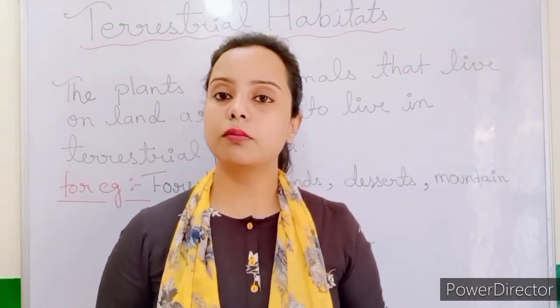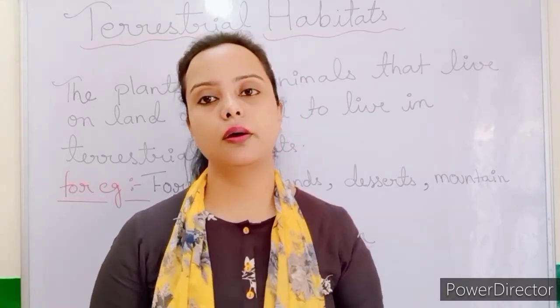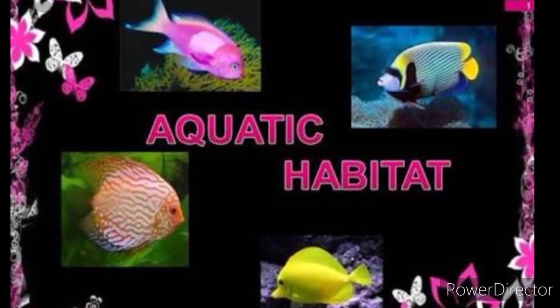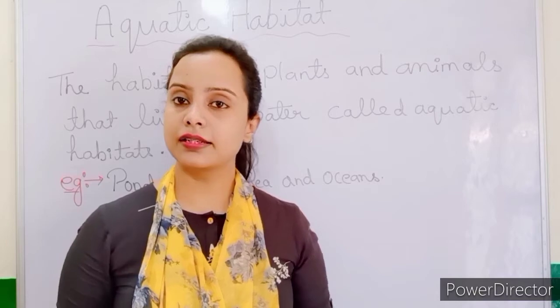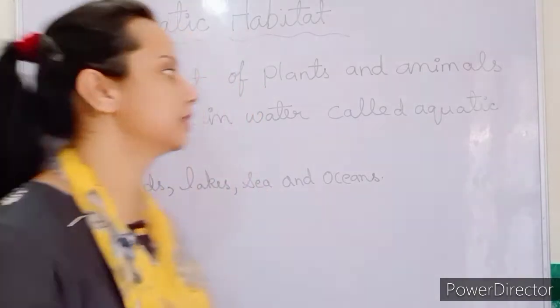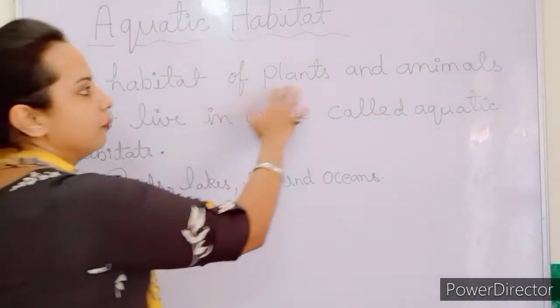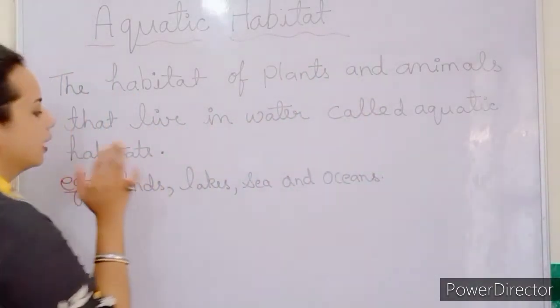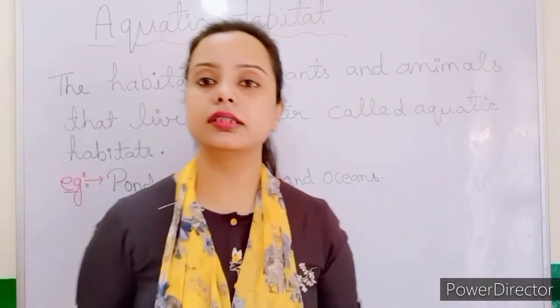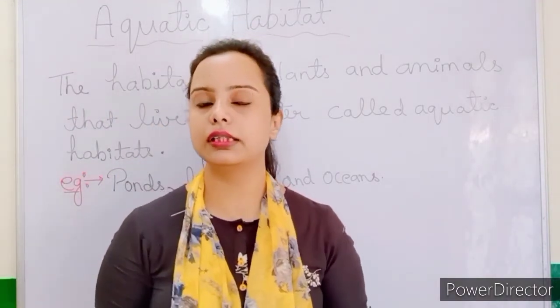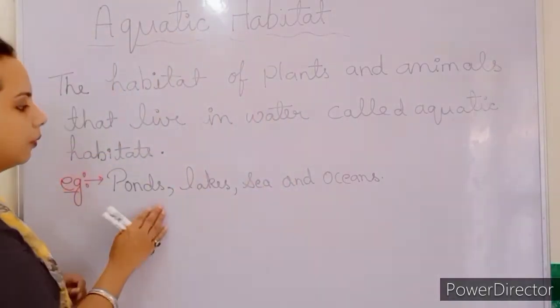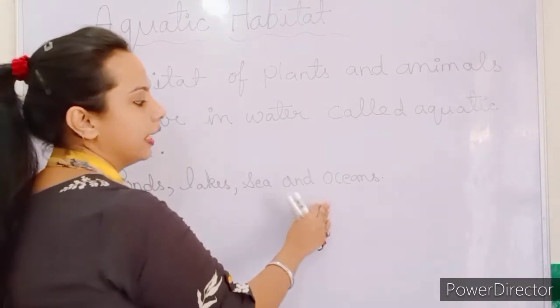Okay. So now moving to the next topic, that is aquatic habitat. So the next topic is the aquatic habitat. The habitat of plants and animals that live in water is called aquatic habitats. So the plants and animals that live in water are known as the aquatic habitat. And the examples are ponds, lakes, sea and ocean.